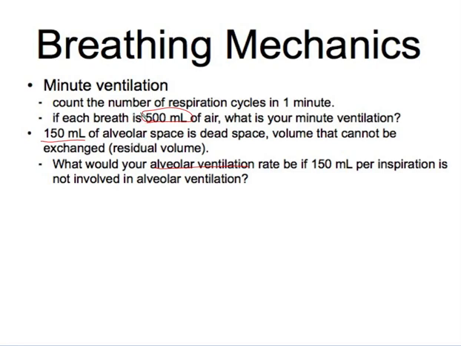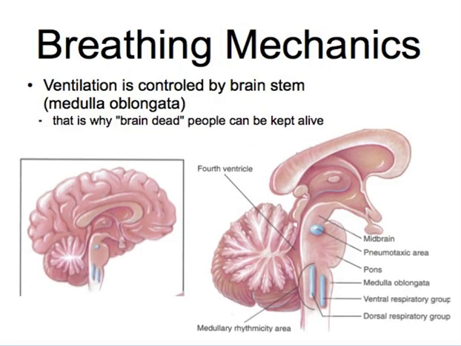If we subtract this alveolar dead space, which is 150 milliliters of air, this volume can't be exchanged. We can calculate then our alveolar ventilation. So per breath, if we lose 150 milliliters of air, that would be our alveolar ventilation there.